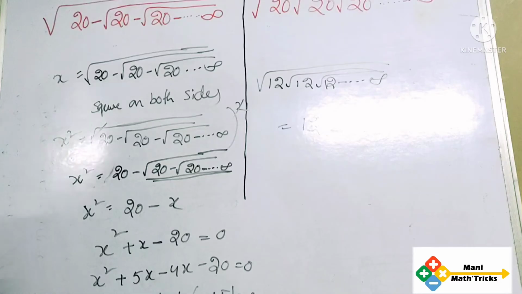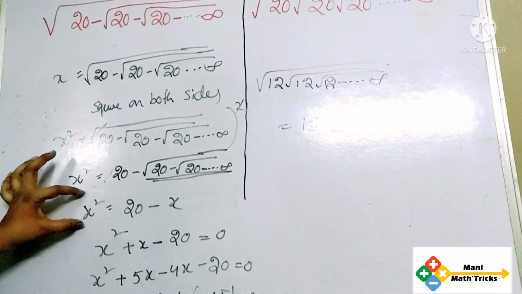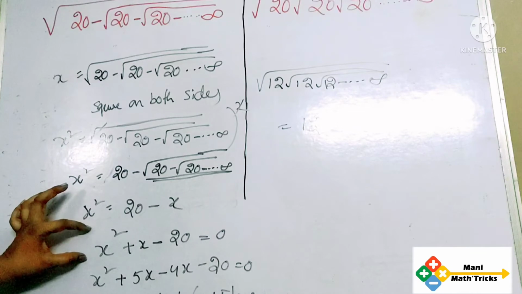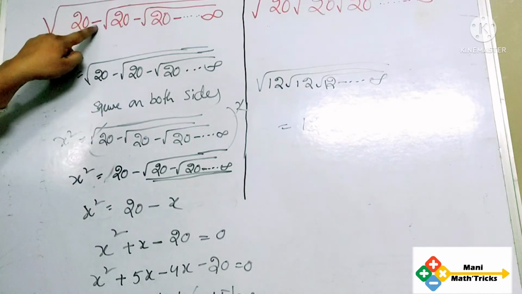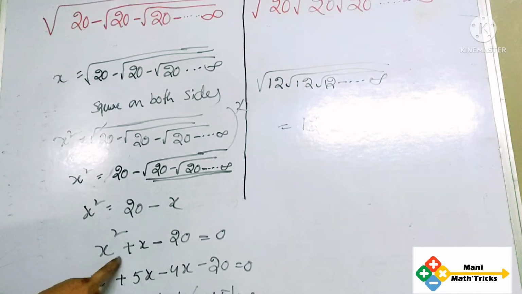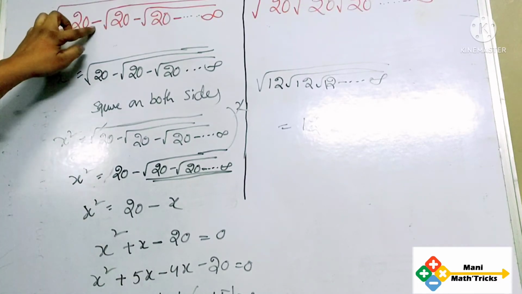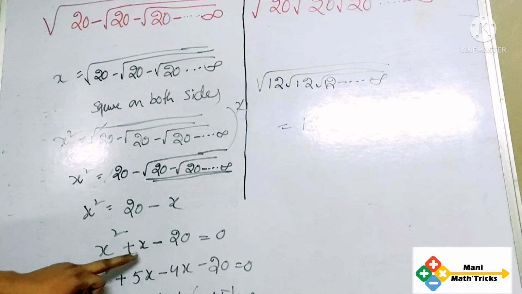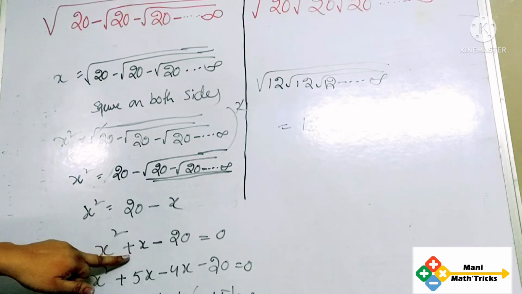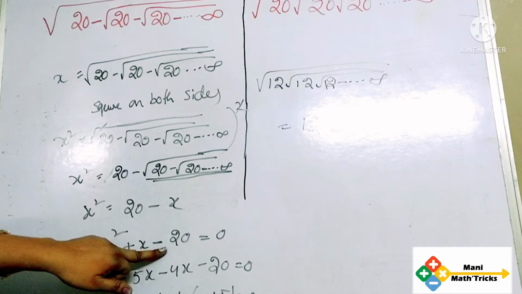Now in the exams you can write this step directly. So if it is plus over here, all the values will be negative here. If it is having minus over here, then this x value only will be positive, and this will be negative.